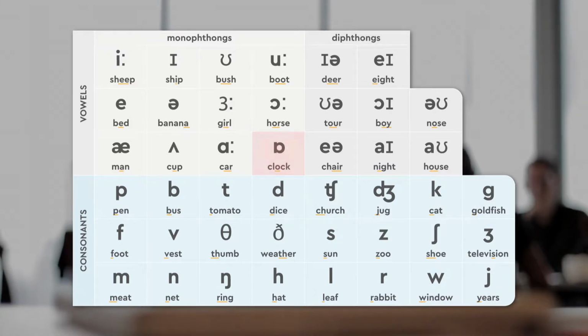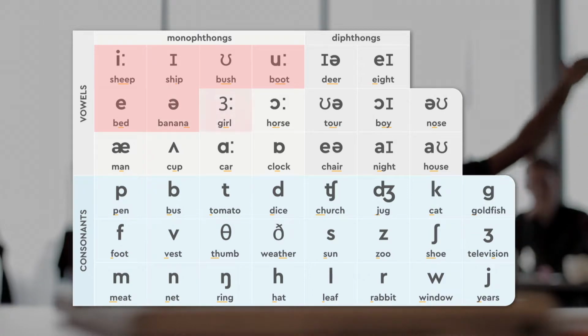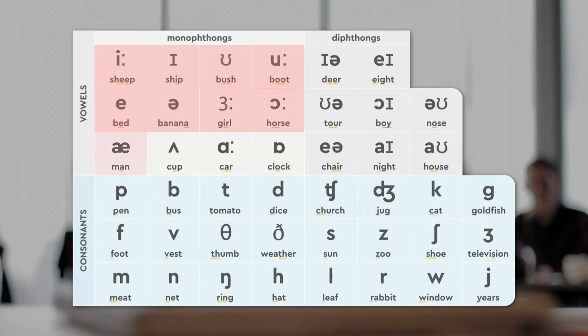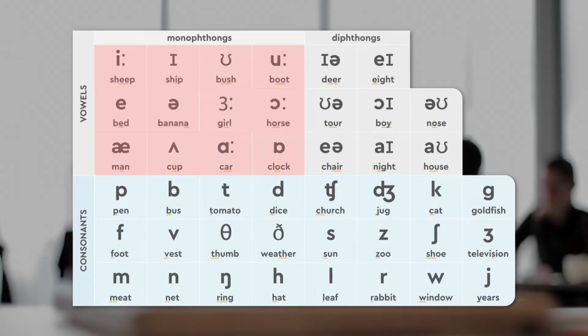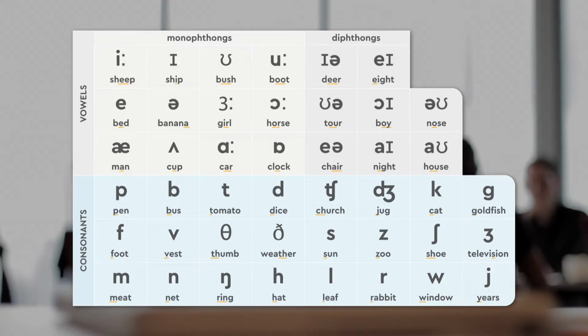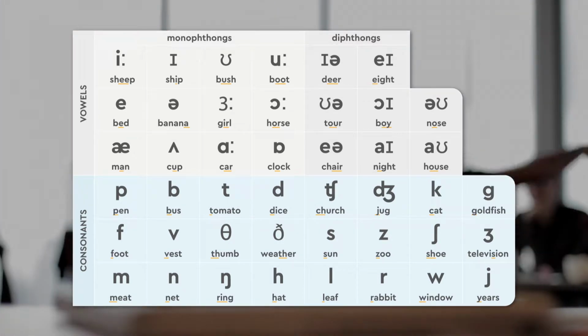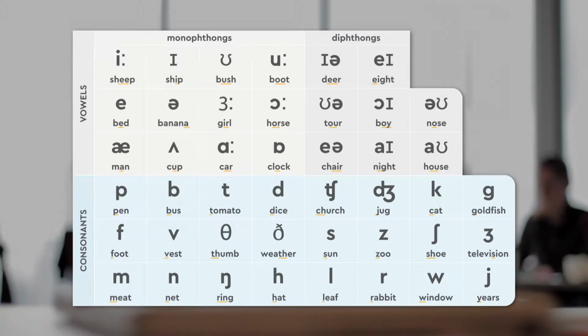So let's just run through those vowel sounds again. E, I, U, U, E, O, A, O. So on the right hand side, opposite the vowel sounds, we have the diphthongs, and the diphthongs are two vowel sounds together. The first vowel sound is stressed much more than the second one, and there's a glide from the first sound to the second sound.